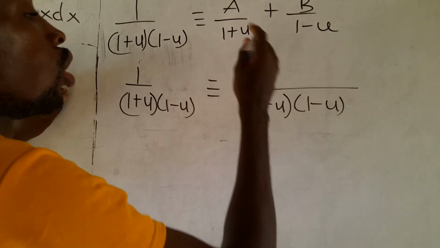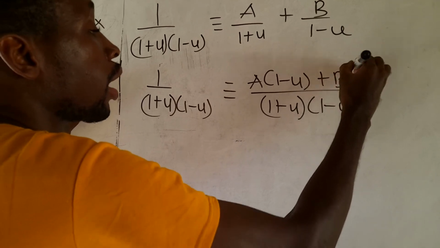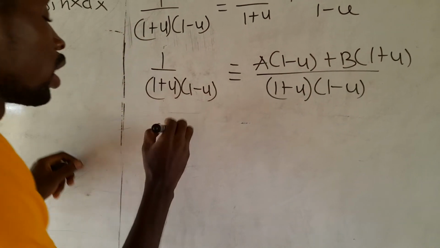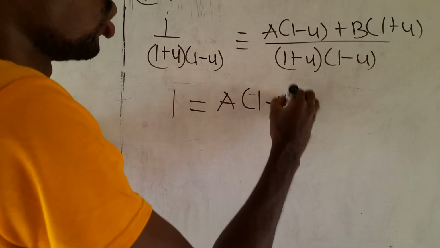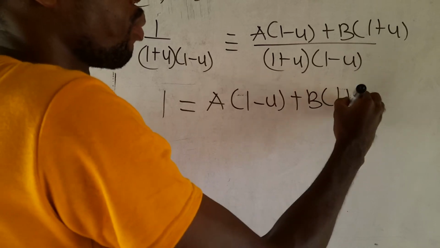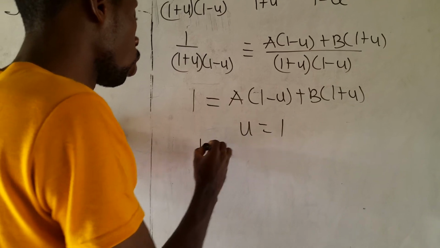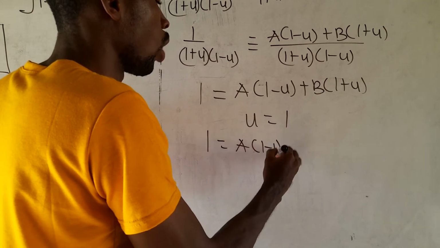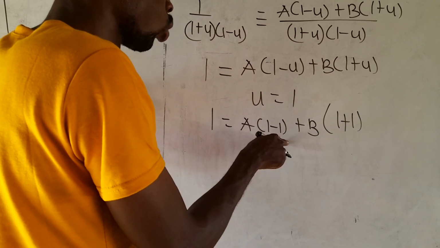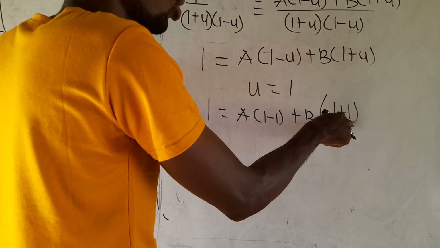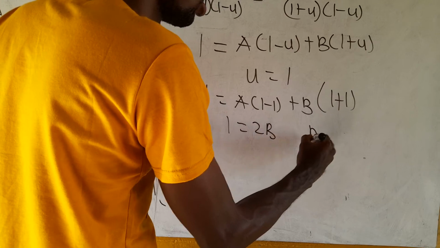If the denominator goes to the left, we get A bracket 1 minus u plus B bracket 1 plus u. Since the denominators are the same, we can equate the numerators. So 1 is equal to A bracket 1 minus u plus B bracket 1 plus u. So when our u is equal to 1, we substitute. We get A times 1 minus 1 plus B times 1 plus 1. 1 minus 1 is 0, so the whole of that will be 0. 1 plus 1 is 2, times B will be 2B. So 1 will be equal to 2B, so our B will be equal to half.